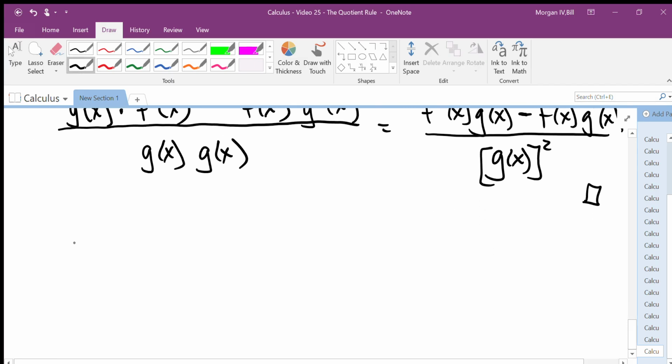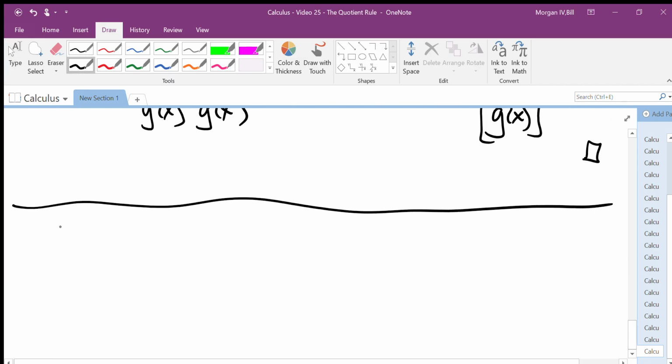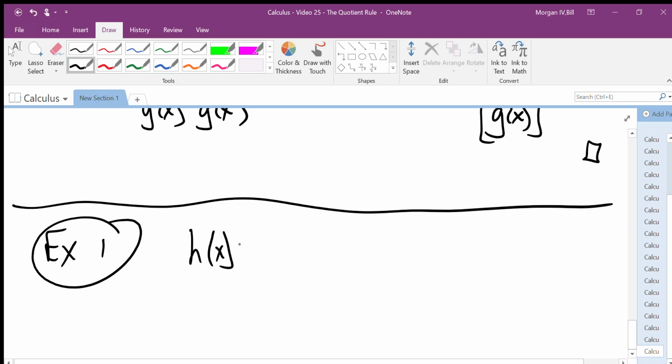For example, let's start it off with this one. Example 1. Let's say we have a function, I'll call it h of x, is equal to 2x plus 1 over x squared minus 3x. We definitely see this is a quotient. We have to use the quotient rule here. Remember that you cannot simply take the derivative of the top and get 2, and the derivative of the bottom and get 2x minus 3 and call it a day. Can't do it. You have to use the quotient rule.